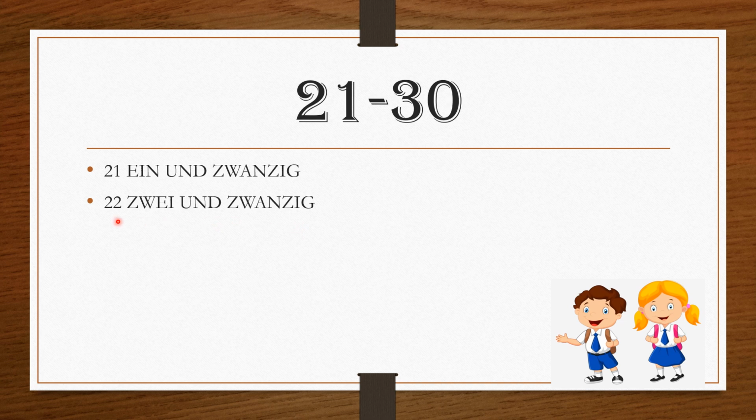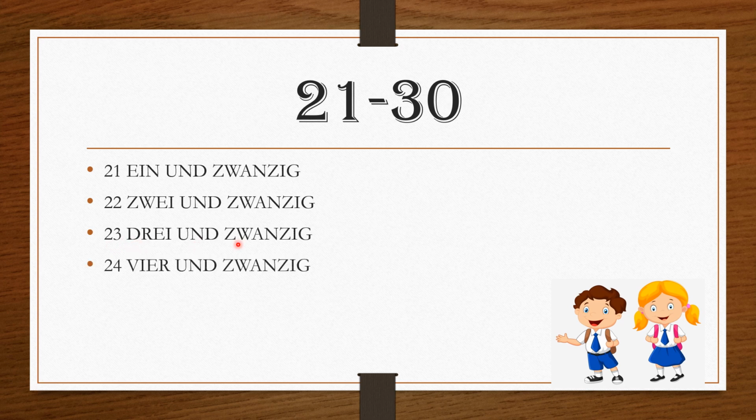We will write 2 first, then we will write 20 again. Next we have 23, we will write 3 first, 3 und 20. In English we write 20 first, then 3, but in German we will write vice versa, right? 3 is drei in German. Drei und zwanzig. Again we have 4 und 20.